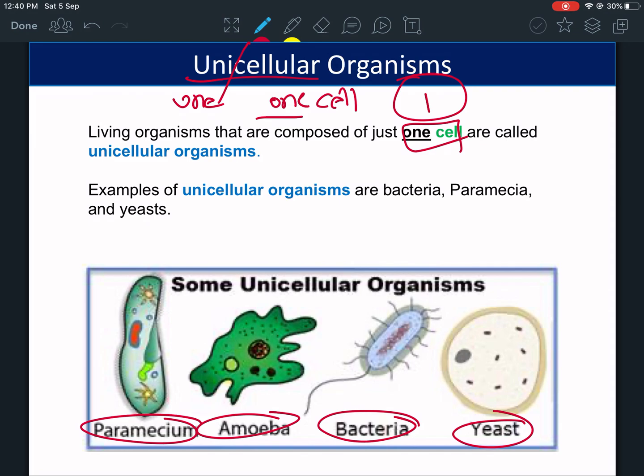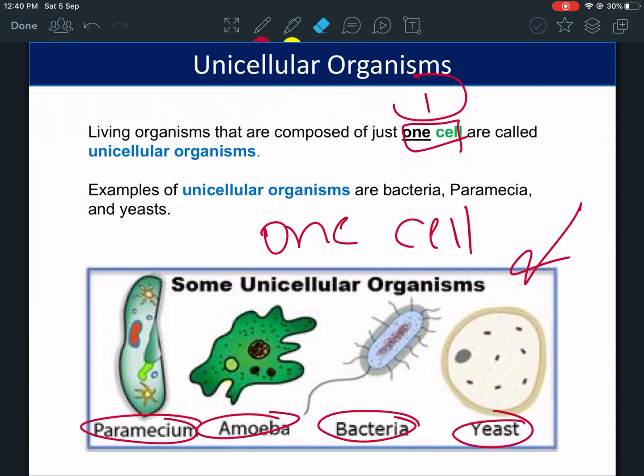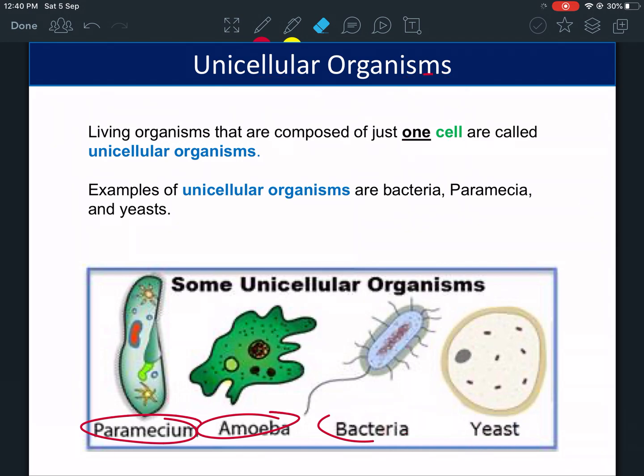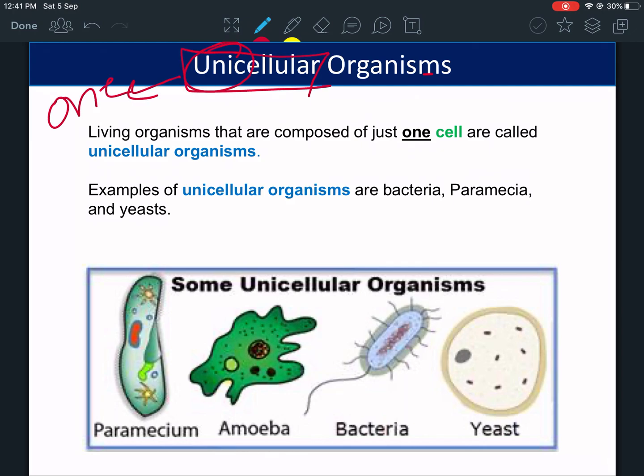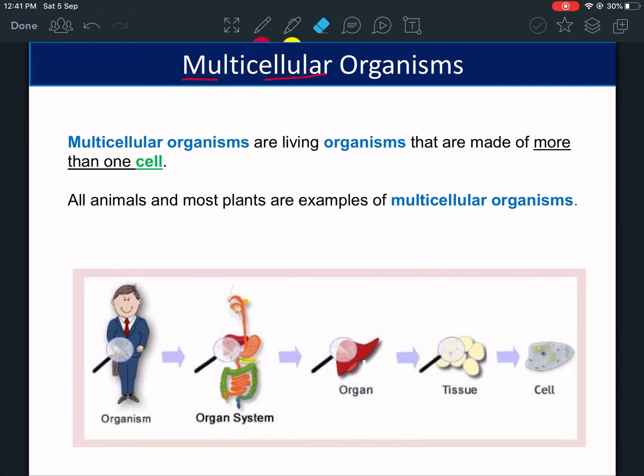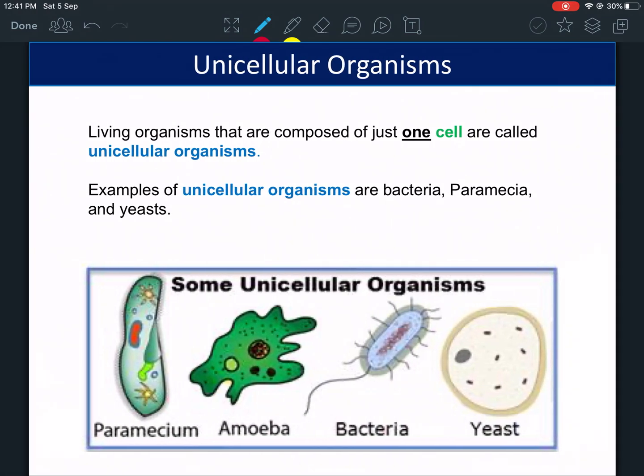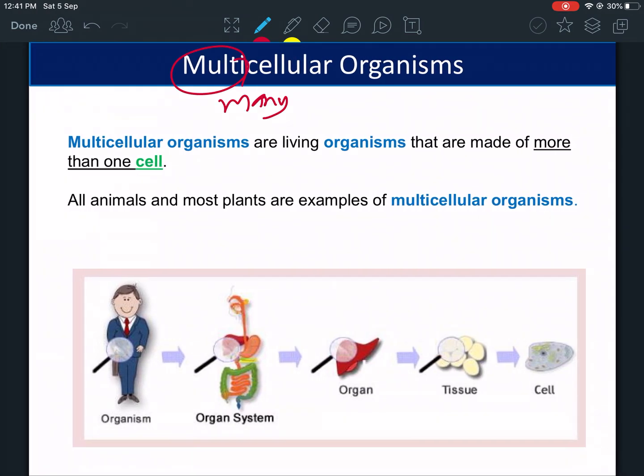You cannot see these with your eyes. You need a microscope in order to see those, but they're made up of only one cell. Only one. Okay? And if they're made up of one cell, what are they called? Unicellular, because uni means one. Okay? That's important to know. Now, what's the difference between them and multi? Multi means many. So uni means one cell, multi means many cells.